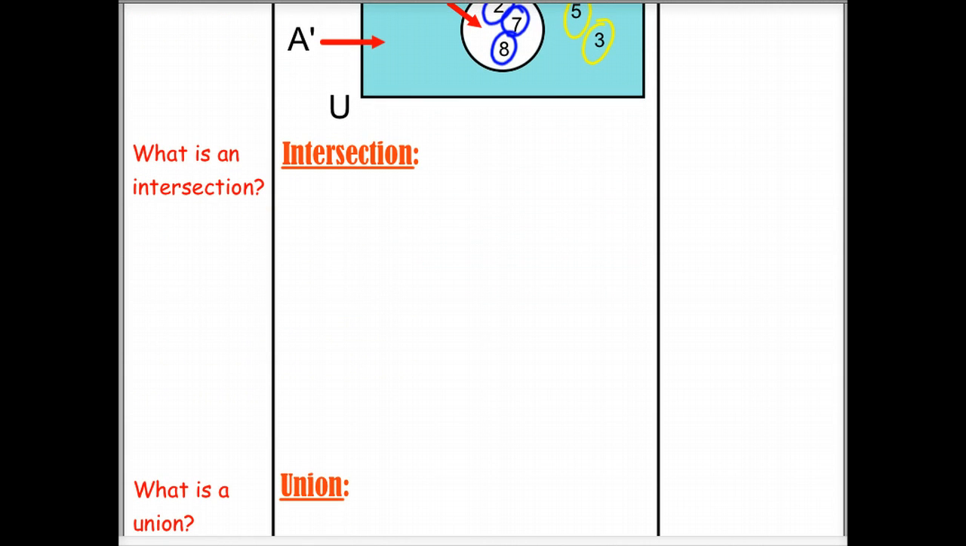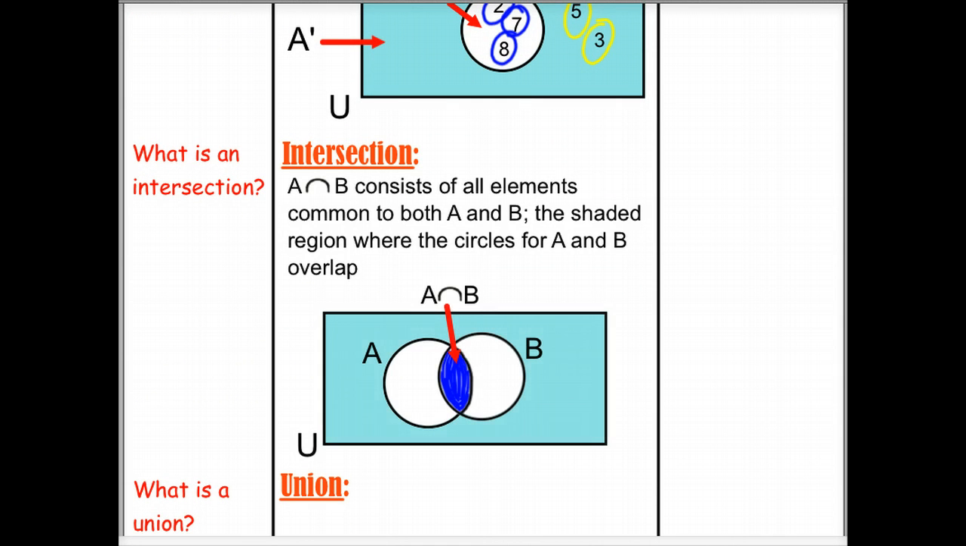An intersection is noted with a symbol that basically looks like a horseshoe, or an upside down U, and it means all elements common to both A and B. It's that shaded region in blue in the picture where circles for A and B overlap. So as you see, if it's both A and B, then it's going to be where it overlaps, not where it's or. Now, intersection, remember, is and.